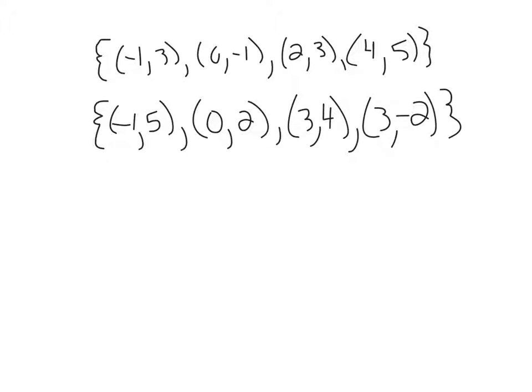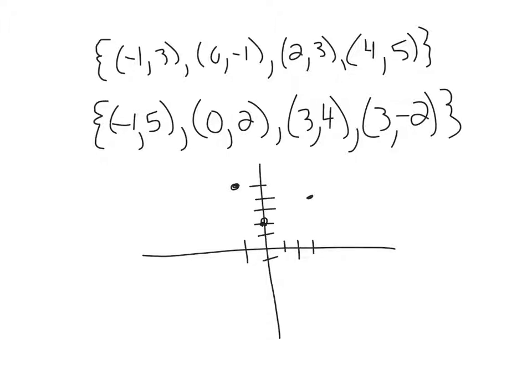Now, if I were to graph this second example, so I've got -1, 5, I've got 0, 2, I've got 3, 4, and I've got 3, -2. Notice what makes this not a function is the fact that when the input is 3, there are two outputs, one here and one down there.